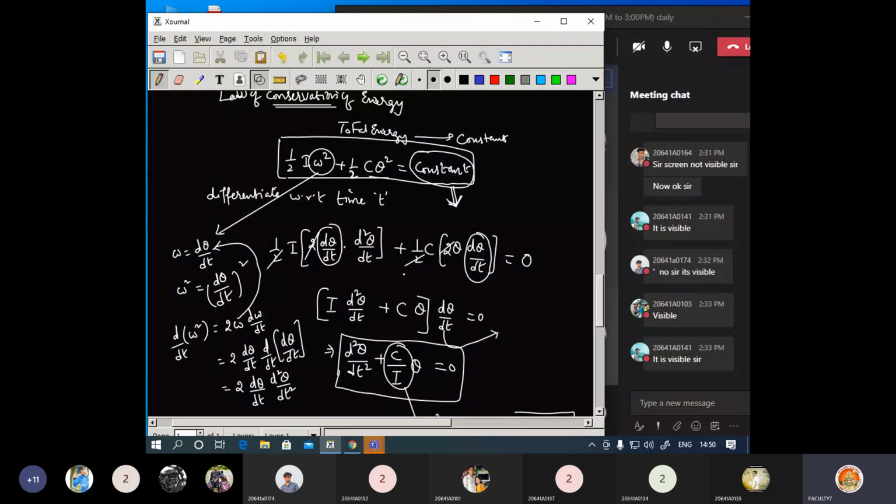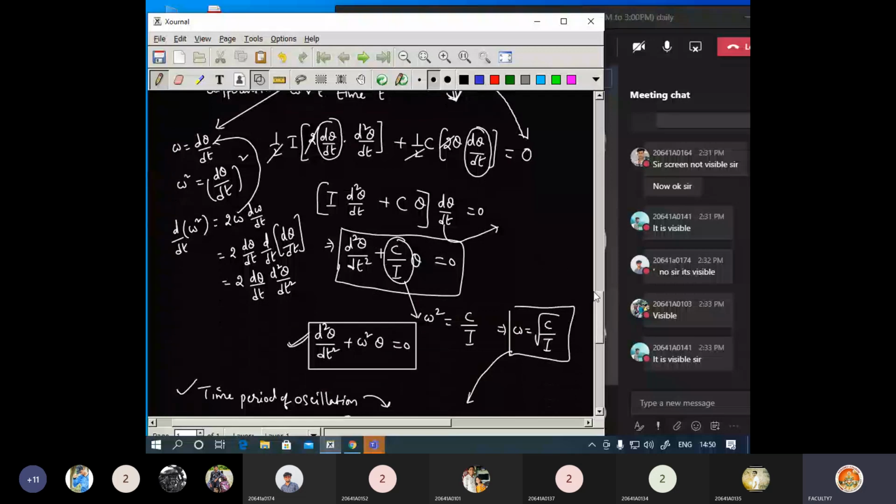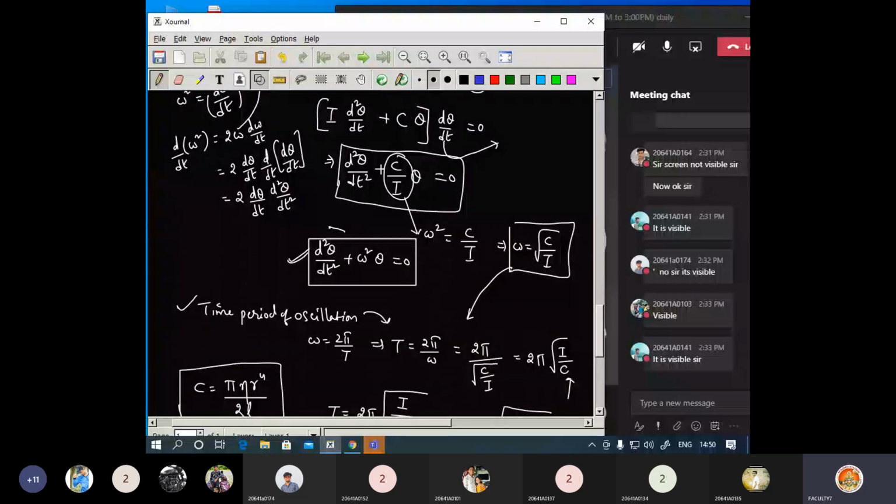Thereafter you differentiate this equation with respect to time. Now take the left hand side and the right hand side. The right hand side is a constant, so if you differentiate it you get 0. Regarding the left hand side, after differentiation and rearrangement you got this expression, where you wrote omega square equals C by I, and you found omega equals root C by I.